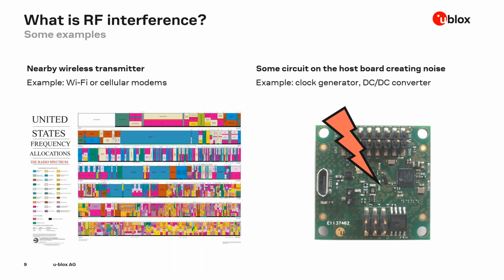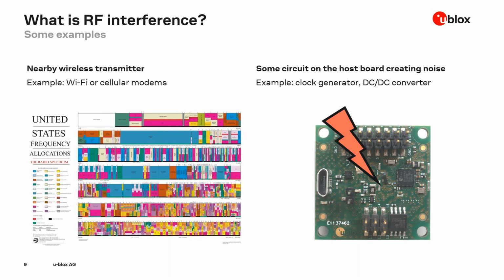This is a second case. There could also be RF interference by the application board itself. So for example, some clock generator or DC-DC converter circuit on the board, which creates some RF interference for the GNSS. And this is quite close by to the GNSS receiver, so it's also very critical.